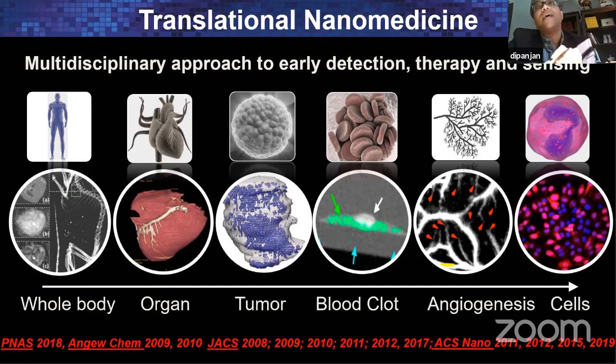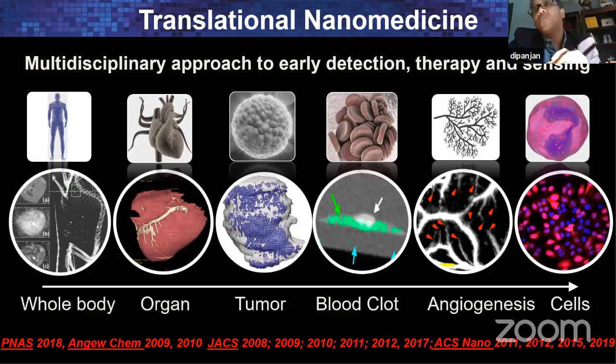So these are all very multidisciplinary approaches, and for detection, therapy, and sensing, what we're interested in is early detection of a disease. We try to understand the disease from a whole body to organ to a tissue level, and then to a cellular level and to a molecular level, because we believe that early detection is the key for any therapy. And if we detect early, then we'll be able to treat them early. And we call it a medicine.